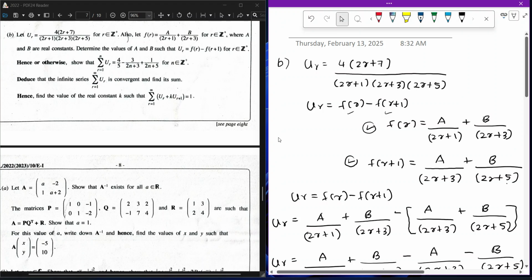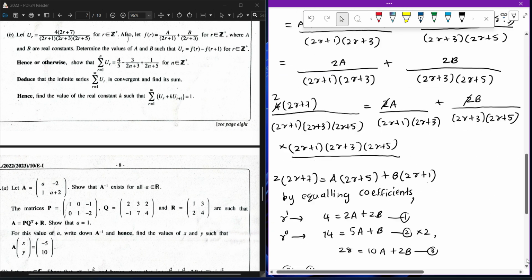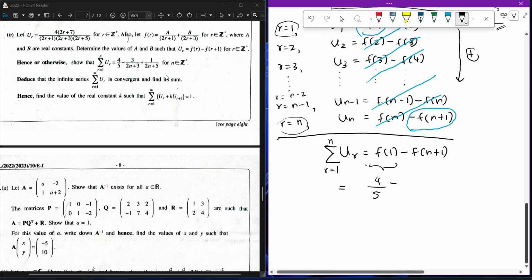We'll directly substitute, like a divided by 2r plus 3. I'll write that exact term itself, a divided by 2r plus 3, and a plus b divided by 2r plus 5. It is something like this, no? It's something like this.